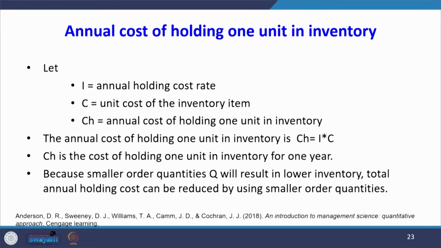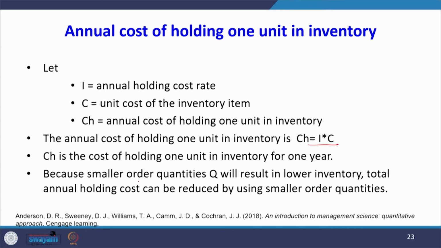So, annual cost of holding 1 unit in inventory. Let I be the annual holding cost rate, C be the unit cost of the inventory item. So, CH is the annual cost of holding 1 unit in inventory. So, the annual cost of holding 1 unit in inventory, that is CH, is equal to I multiplied by C. Here the CH is the cost of holding 1 unit inventory for 1 year.